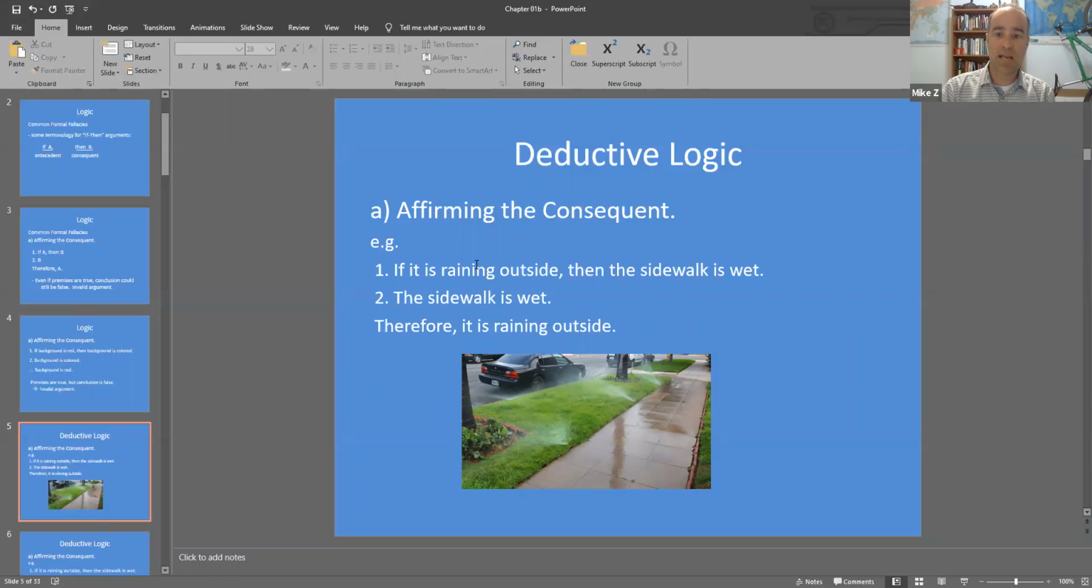So if it's raining outside, then the sidewalk is wet. Okay, that seems like it's got to be true. Then the sidewalk is wet. Well, here we are. We've got a situation where the sidewalk is wet, so therefore it's raining. Well, no, it's because the sidewalk is wet for a different reason. Somebody left their sprinklers on and the sprinklers are making the sidewalk wet. So we've got a situation where the premises are both true, but the conclusion is false. So that's a deductively invalid argument. So that's just a way of showing that this affirming the consequent form is an invalid argument form.